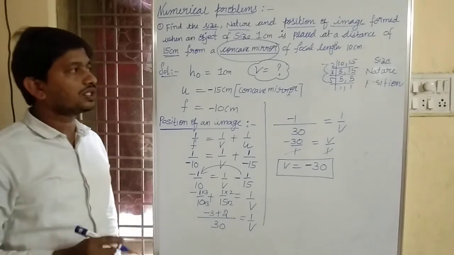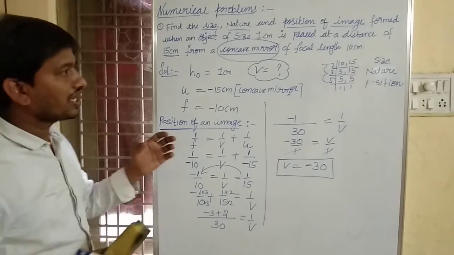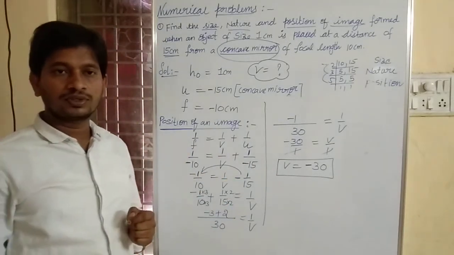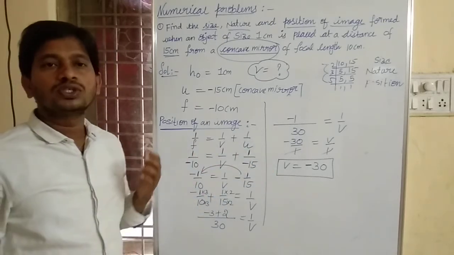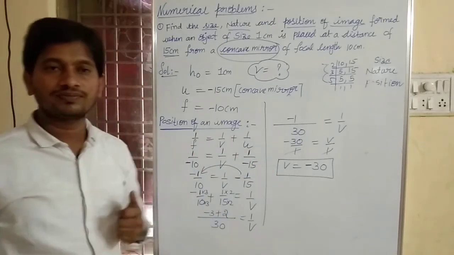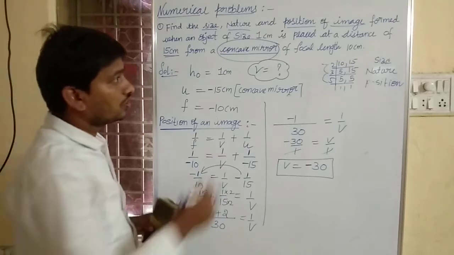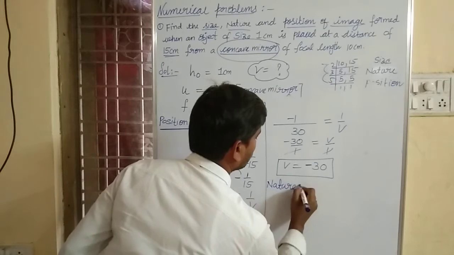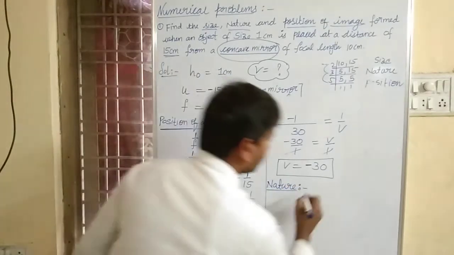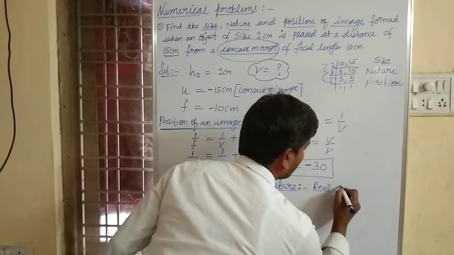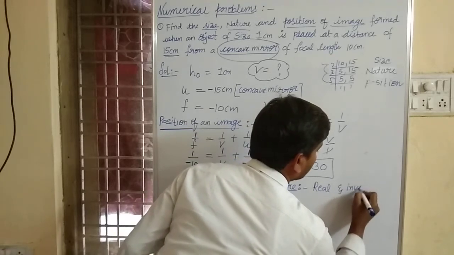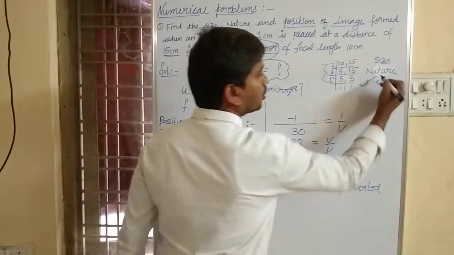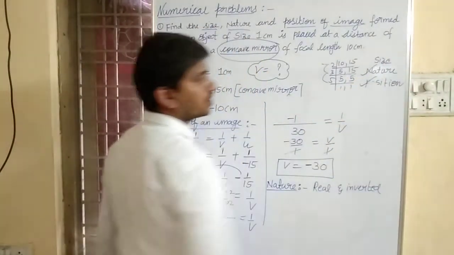And what about the nature of the image? We got it in front of the mirror, so it is a real image. So the nature is real and inverted. We found the position and also the nature.